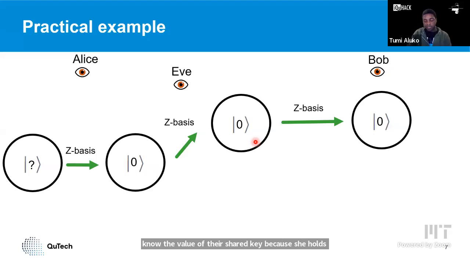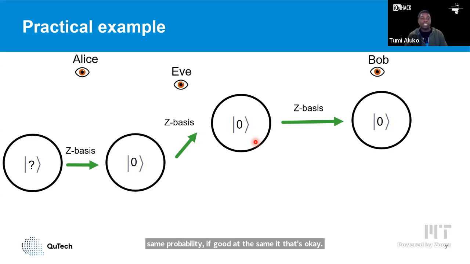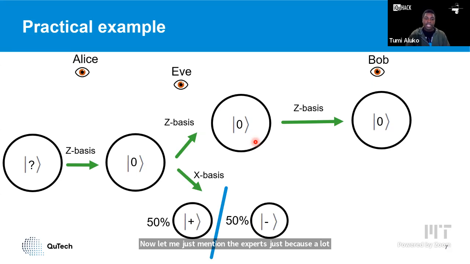However, this situation assumes that Eve had a bit of luck, because with the same probability, Eve could have decided, okay, now let me just measure in the X basis, because I do not know what basis Alice is measuring in, and she's probably measuring at random. And then suddenly something changes.